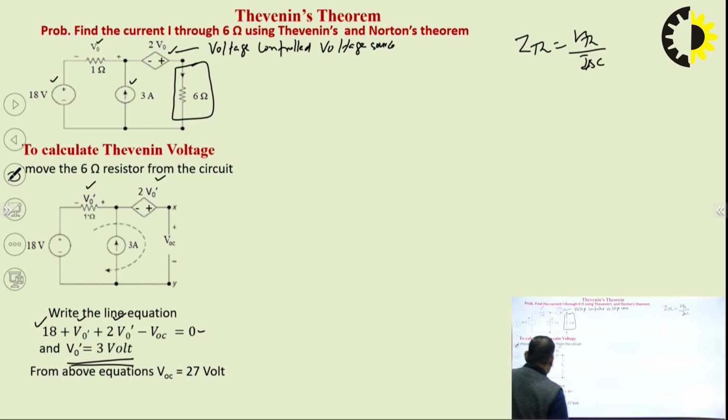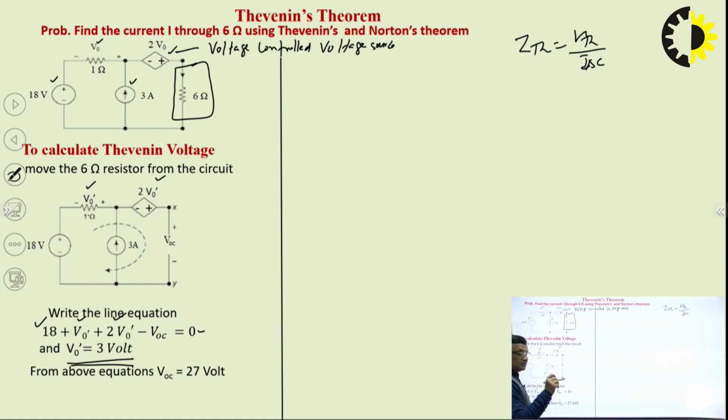Now, V0 dash is 3 volt. How do we get this 3 volt? Look at here. This is the 3 ampere current source. This path is opened, so no current will flow through this. There will be no current.